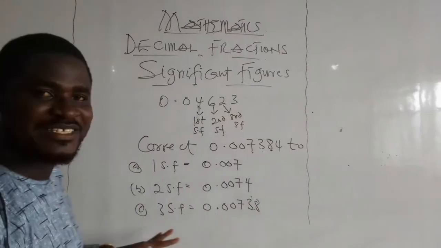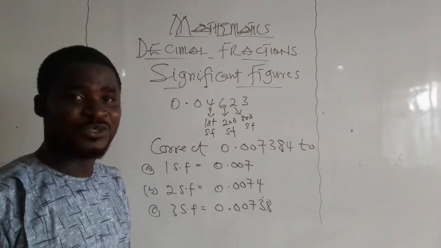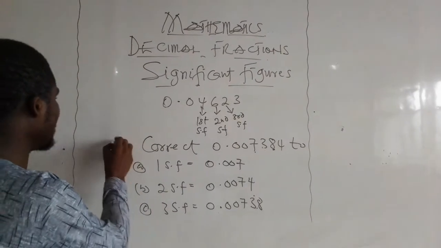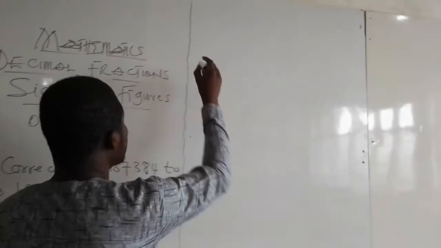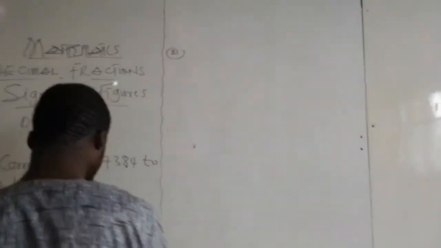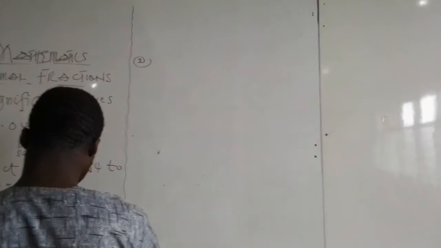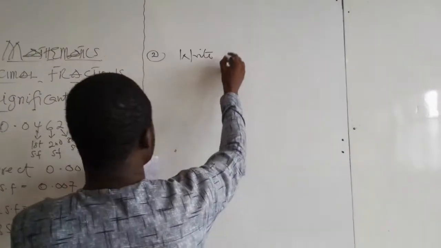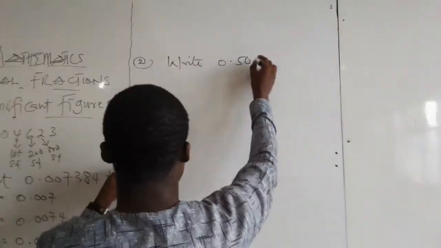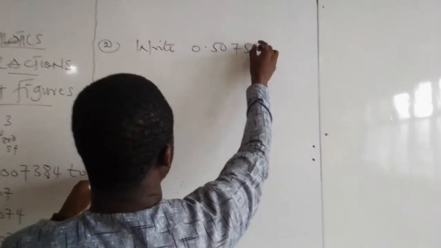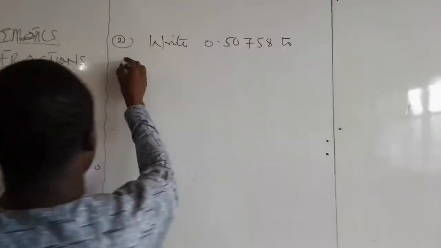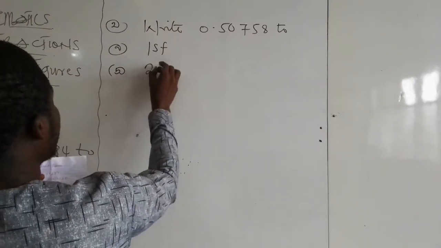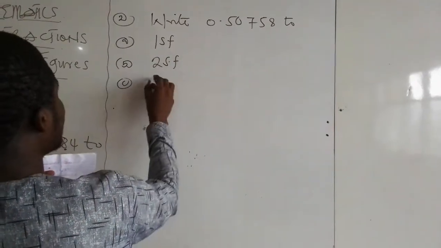And we are getting the steps. It's not difficult, okay? Good. Follow me and you will understand it perfectly. Good. Now let's try the second example. The second example says, write 0.50758 to A, 1 SF, B, 2 SF, C, 3 SF.